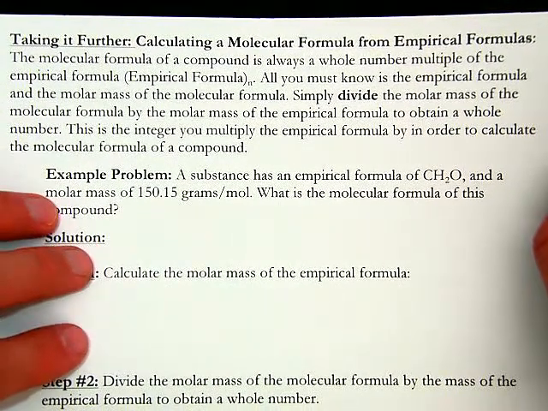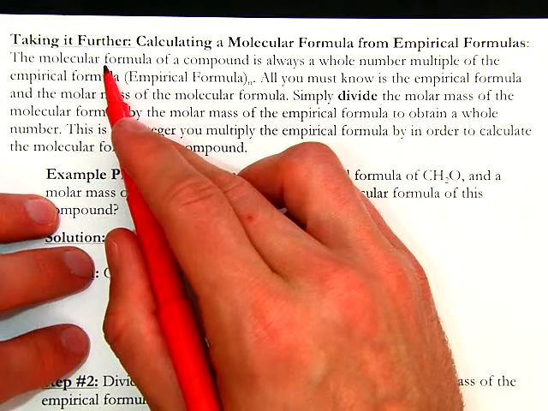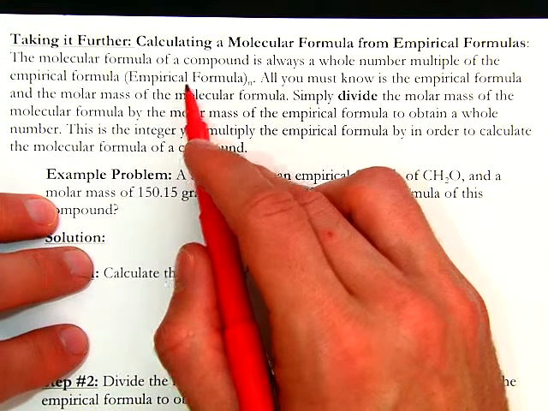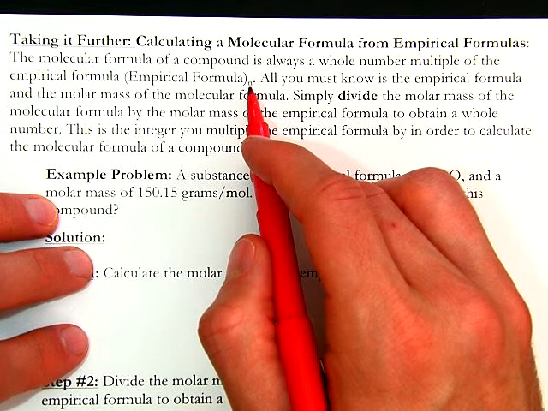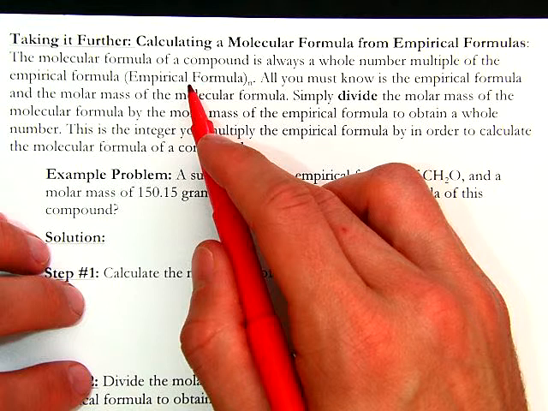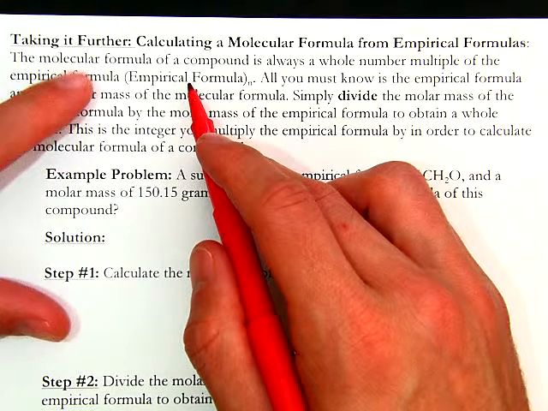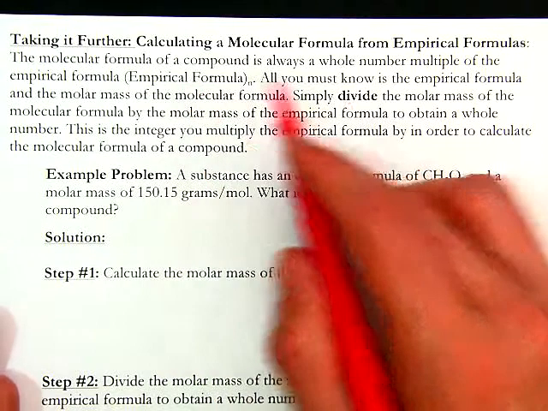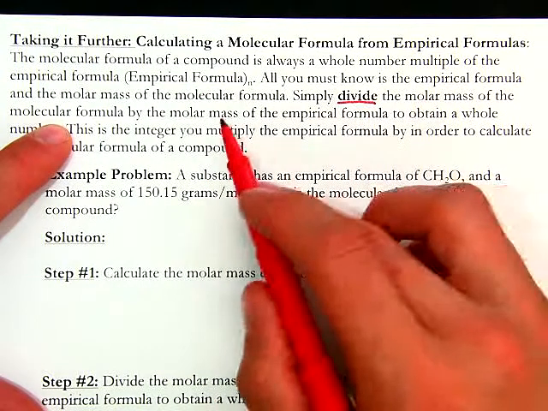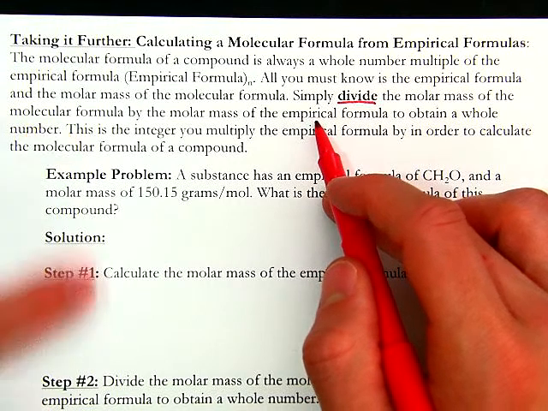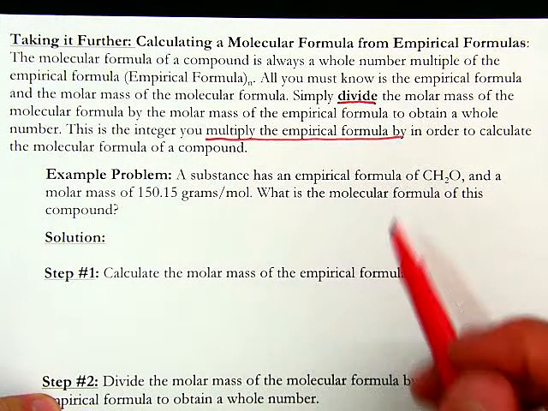And the idea here is the molecular formula is always the empirical formula times some multiple. Right? It's some multiple of the empirical formula. So if you know what the empirical formula is, and you know the mass of the molecular formula, you can find out how many times bigger the molecular formula is than the empirical formula. All you have to do is divide the molar mass of the molecular formula by the molar mass of the empirical formula. It will give you the number that you need to multiply the empirical formula by.